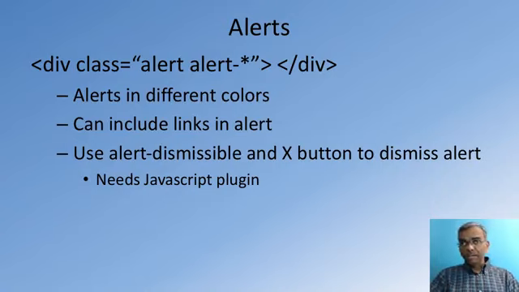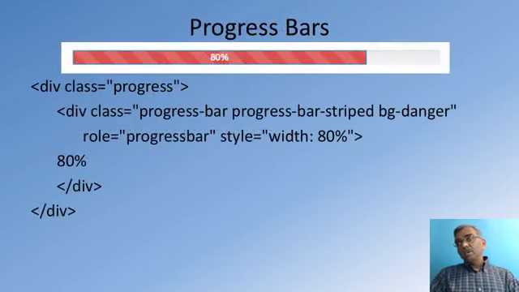We can also include links in our alerts. We can also make the alert dismissible by using the alert-dismissible class and including a cross button inside our alert. Similarly, progress bars are included in websites to keep users informed about the progress of whatever they have initiated on the website. For example, if you're uploading a file to a website, then you may want to keep the user informed about how much of the file has completed upload by showing a progress bar on the website.